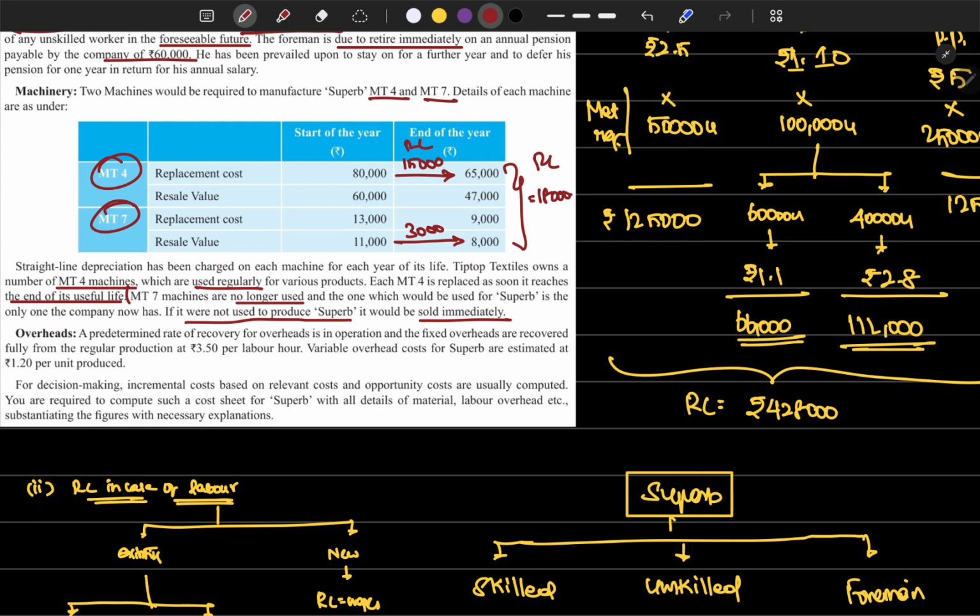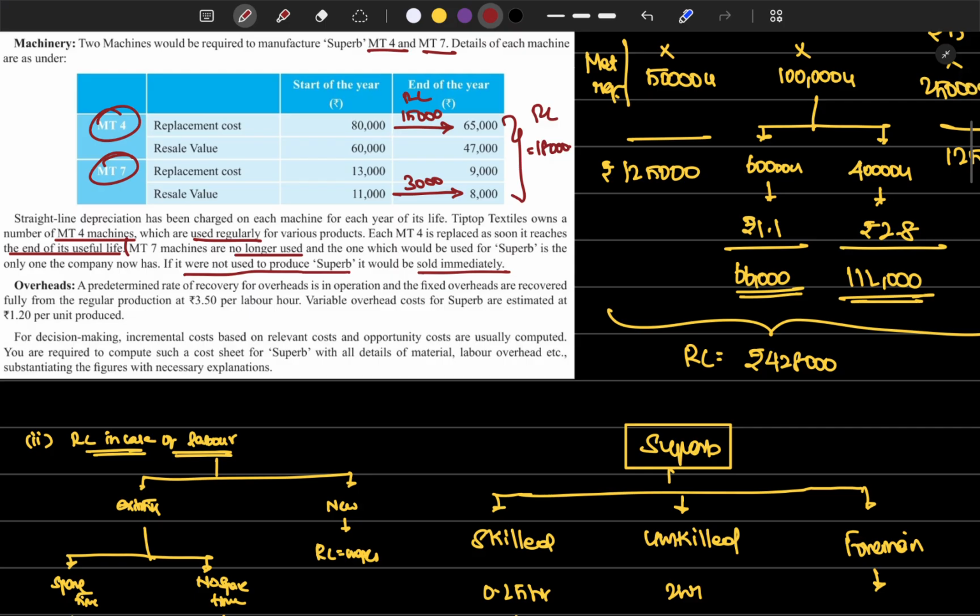Next part is overheads. A predetermined rate of recovery for overheads is in operation, and the fixed overheads are recovered fully from the regular production at 3.5 rupees per labor hour. This is a fixed cost. Fixed overheads are irrelevant for our decision making. So we have to consider only the variable overhead cost for Superb, estimated at 1.2 per unit produced. So 50,000 into 1.2, which is 60,000 rupees, is our relevant cost in case of overheads.